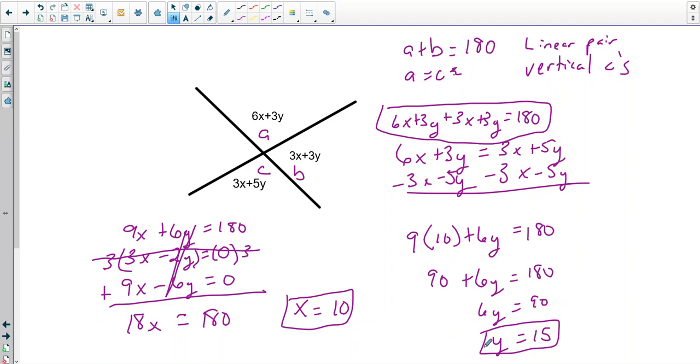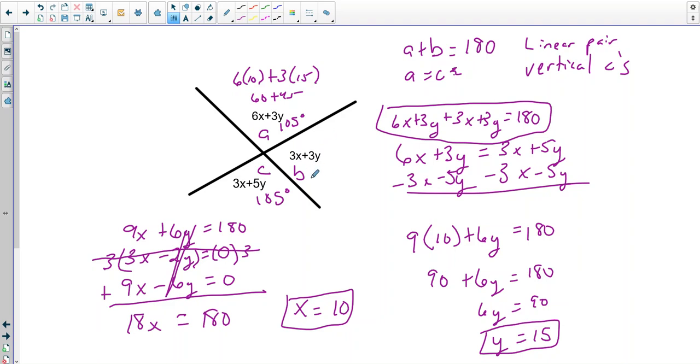Both variables have been solved. Depending on what the question's asking, if I wanted to know what angle A was, then I would have to come back in here and say 6 times 10 plus 3 times 15, and that would give me 60 plus 45. So angle A is 105 degrees. Now if I had to find all the angles, C is easy, right? C has to be the same, so it's 105.